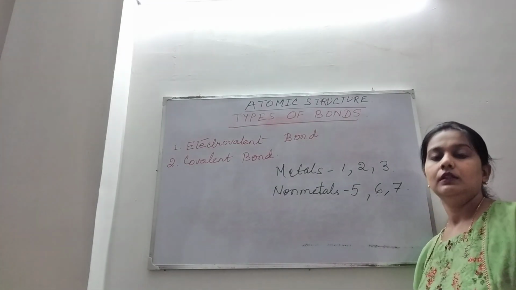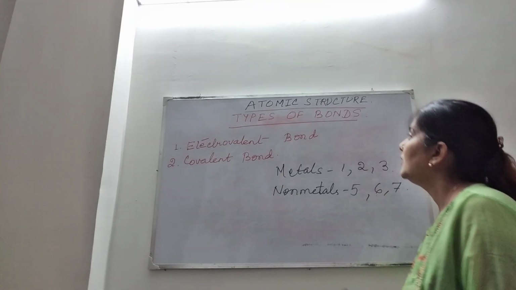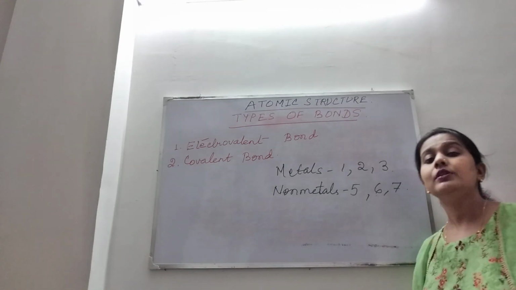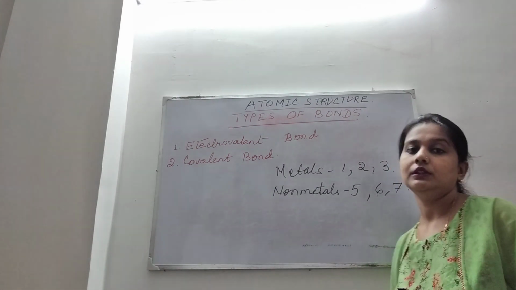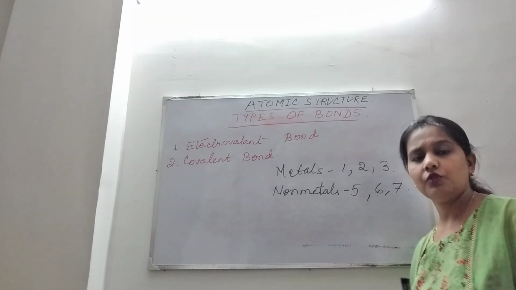Hello everyone. Today we are going to deal with the chapter Atomic Structure. Atomic structure is a huge chapter. In that, today we are going to cover a small portion, that is types of bonds. What are the various types of bonds we have?